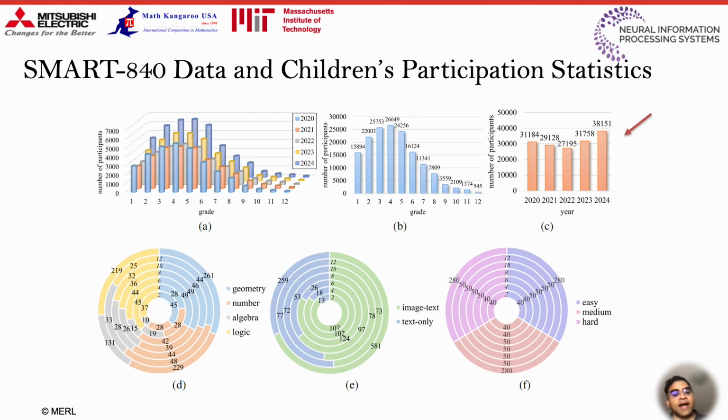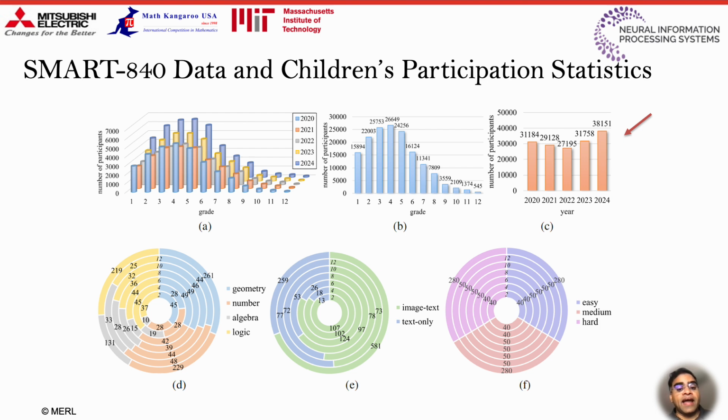In this slide, we summarize the data and children's participation statistics in the Smart 840 dataset. The figures A, B, and C show the distribution of participants over the years from the grades 1 to 12. As we can see in plot C, the number of participants, that is the children participating in the Math Kangaroo exams, is about 40,000, and thus we have a sample set size of 40,000 to compare against the performances of AI models on the corresponding puzzles.